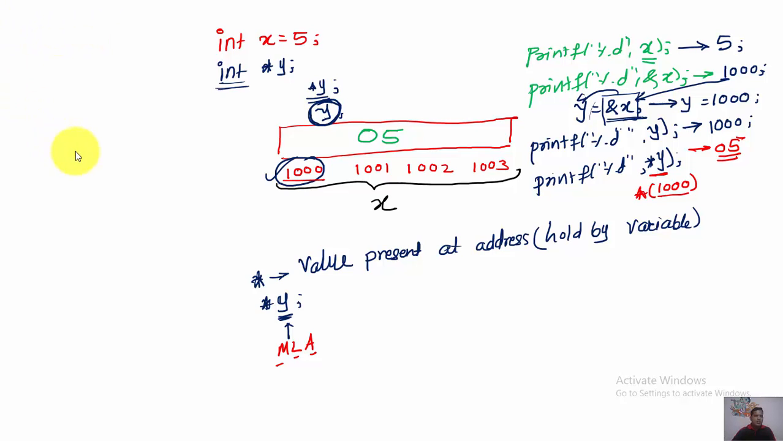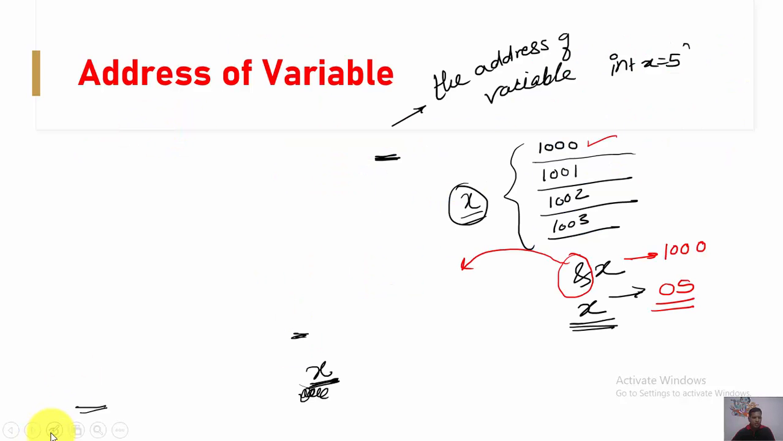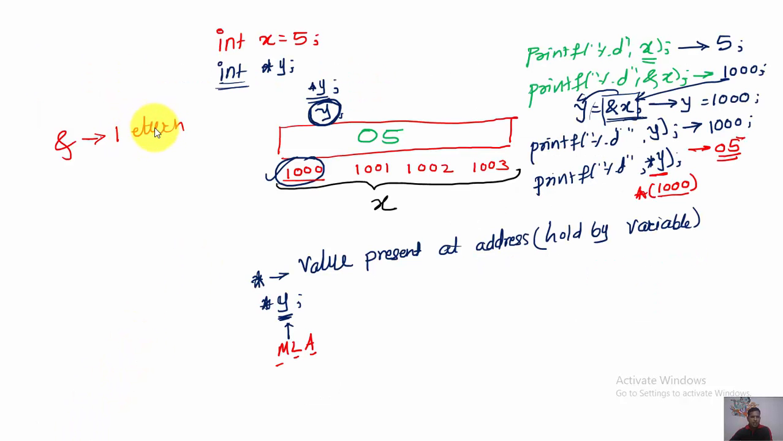So the two most important concepts that we have just discussed, what are those? First, this ampersand. What does this ampersand do? Simple, ampersand means it gives the address of a variable, right? If I am writing ampersand x, then it is going to give the address of variable x.